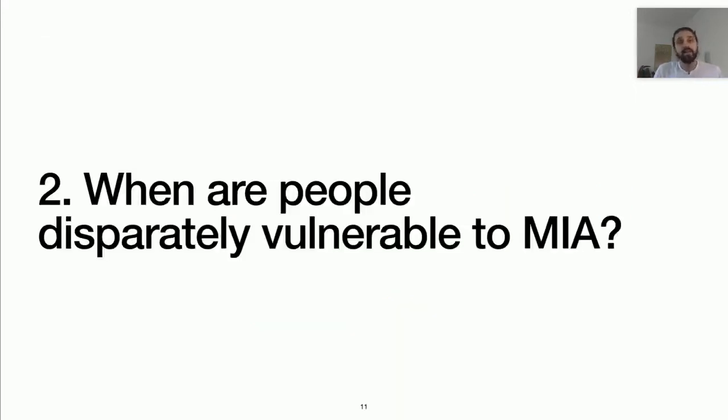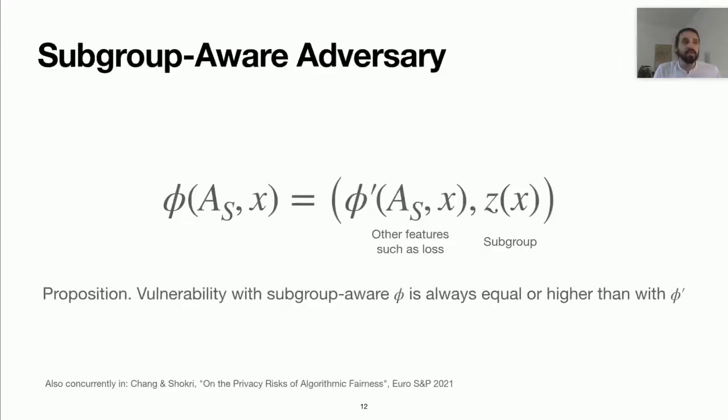Next, we extend this insight to disparate vulnerability. And for this, we introduce a special subgroup-aware adversary. If we can conduct an attack using certain features phi, for example, losses before, then a subgroup-aware version of that attack would additionally use the subgroup to which an example belongs. We showed that the worst-case vulnerability with subgroup-aware adversary is always equal or higher than the worst-case vulnerability to an adversary that does not use subgroup information, so using that is always beneficial to the adversary in the worst case.